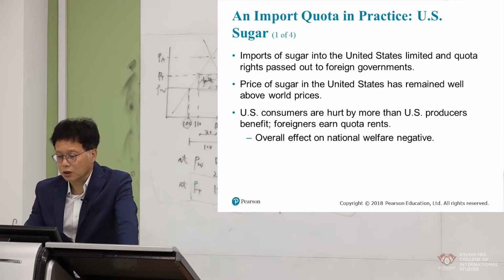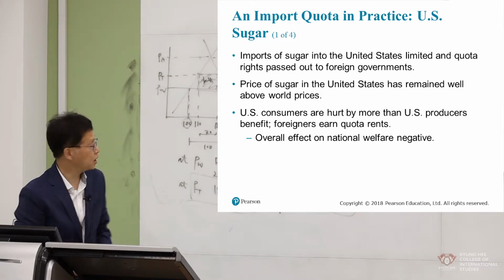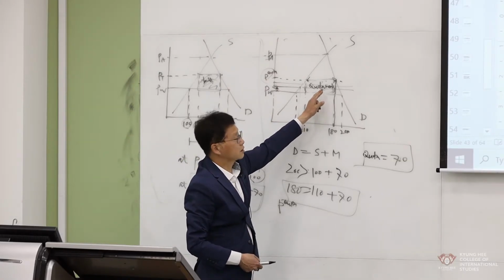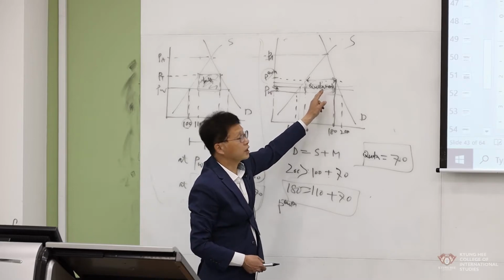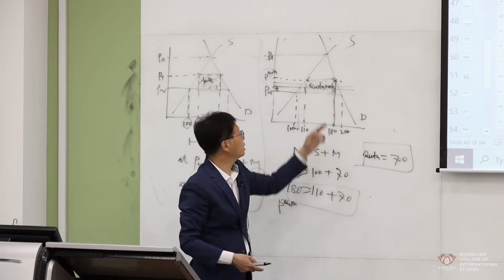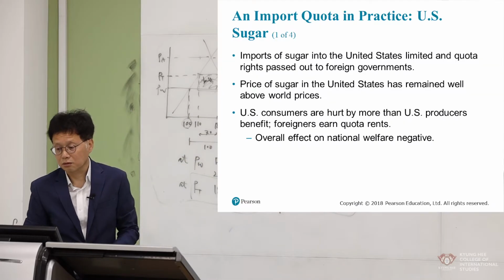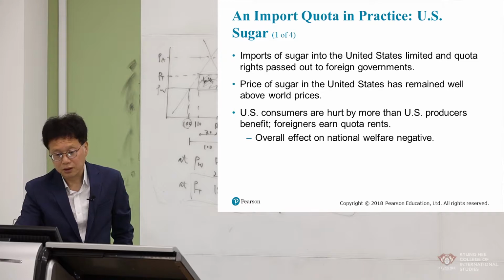Import of sugar into the United States is limited and quotas are passed out to foreign governments. The price of sugar in the U.S. has remained well above the world price. U.S. consumers are hurt by more than U.S. producers benefit. Foreigners get the quota rents. In the United States case, right? So foreign exporters have the quota license. Then these quota rents are appropriated by foreign exporters. Okay? That is explained here.